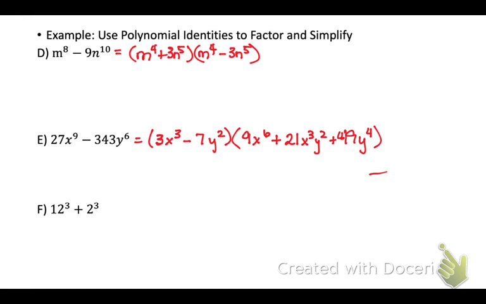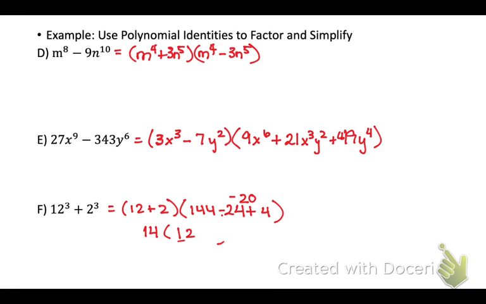We got one more and we're going to do it. Because it can't hurt you to see more examples. So what is the next one going to be? Sum of cubes. So I have 12 plus 2. Okay, 12 squared is 144. Opposite sign. 2 times 12 is 24. Negative 24 and positive 4 is negative 20. 124. Okay, so I have 14 times 124.